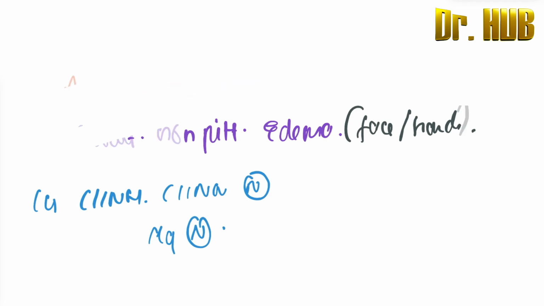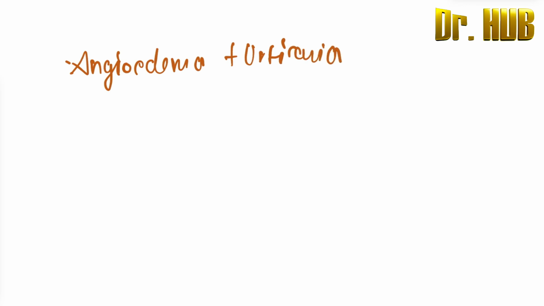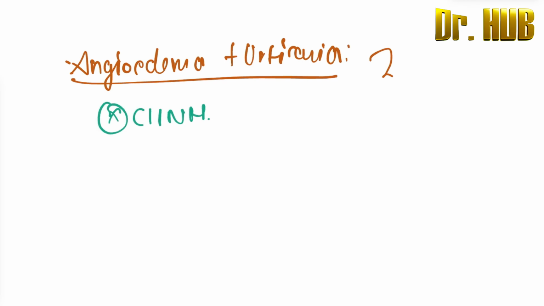Next we look at angioedema with urticaria. Here the angioedema is accompanied by urticaria and it does not involve the C1 INH. So let's look at the types. First is the allergic AE.